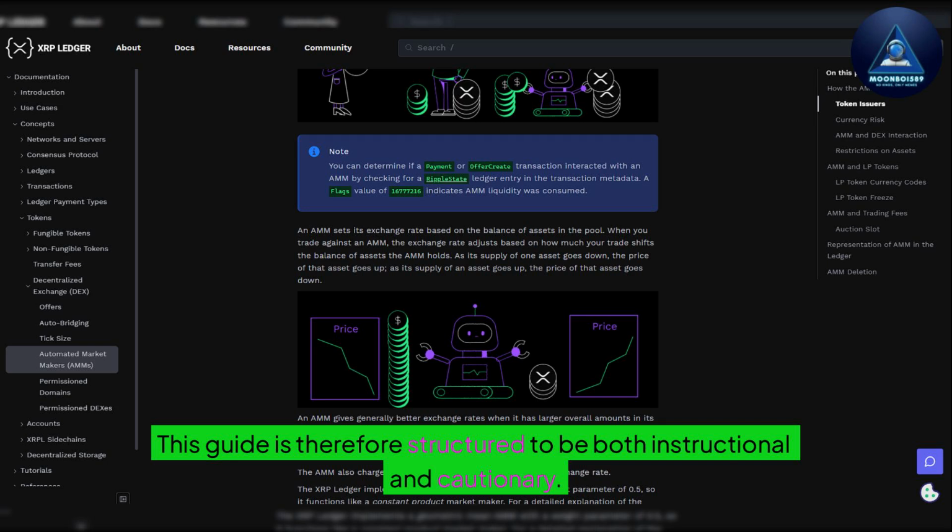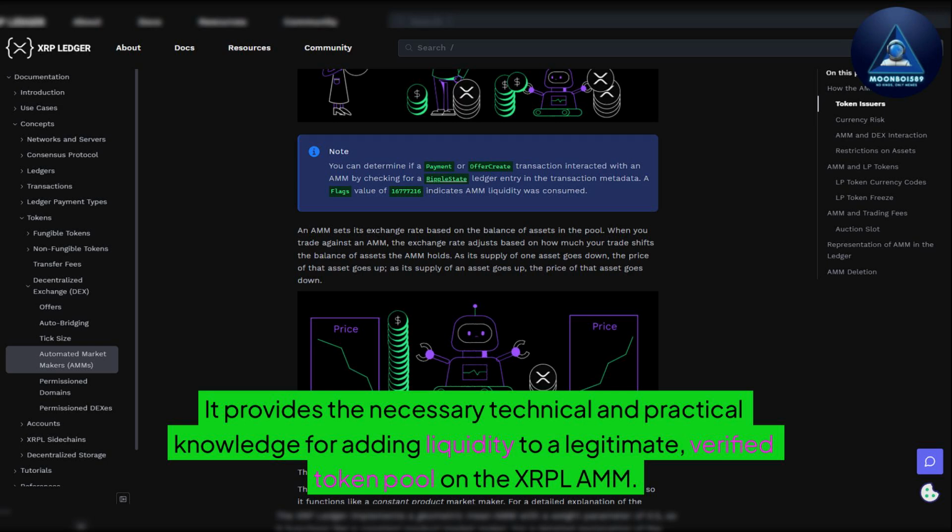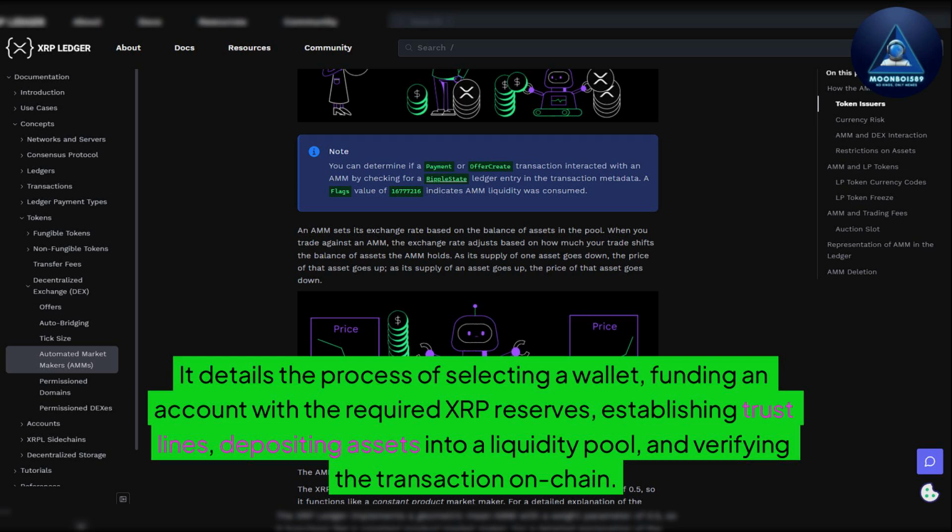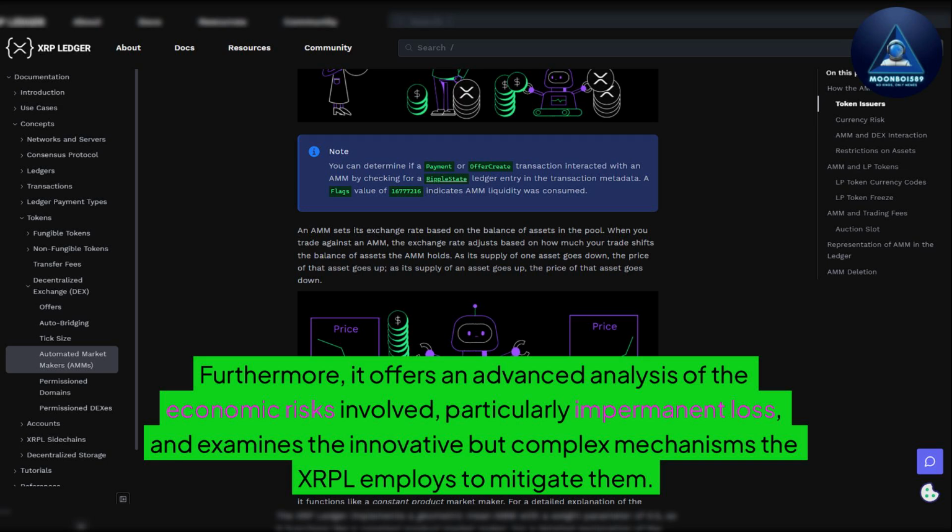This guide is therefore structured to be both instructional and cautionary. It provides the necessary technical and practical knowledge for adding liquidity to a legitimate, verified token pool on the XRPL AMM. It details the process of selecting a wallet, funding an account with the required XRP reserves, establishing trust lines, depositing assets into a liquidity pool, and verifying the transaction on-chain. Furthermore, it offers an advanced analysis of the economic risks involved, particularly impermanent loss, and examines the innovative but complex mechanisms the XRPL employs to mitigate them.